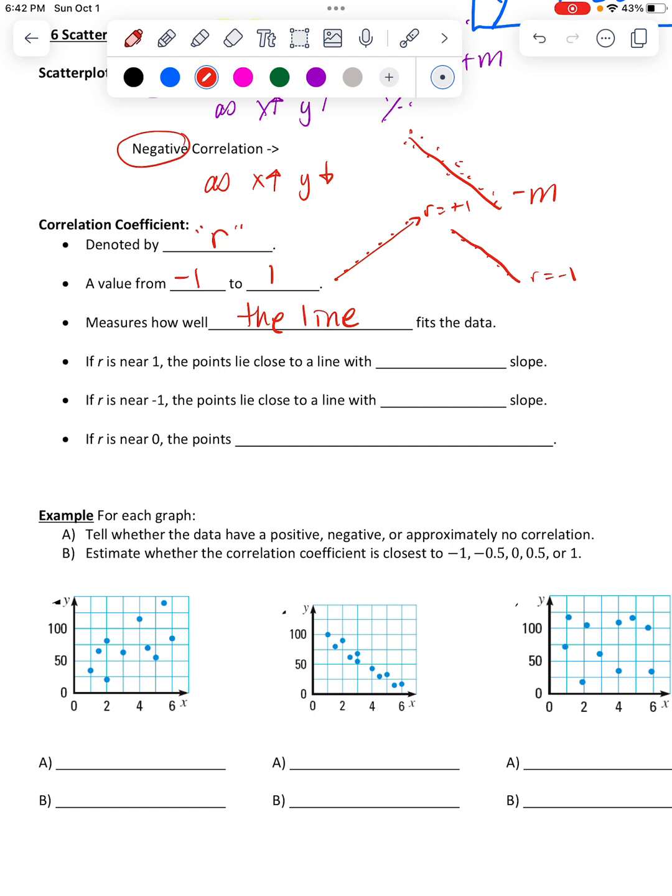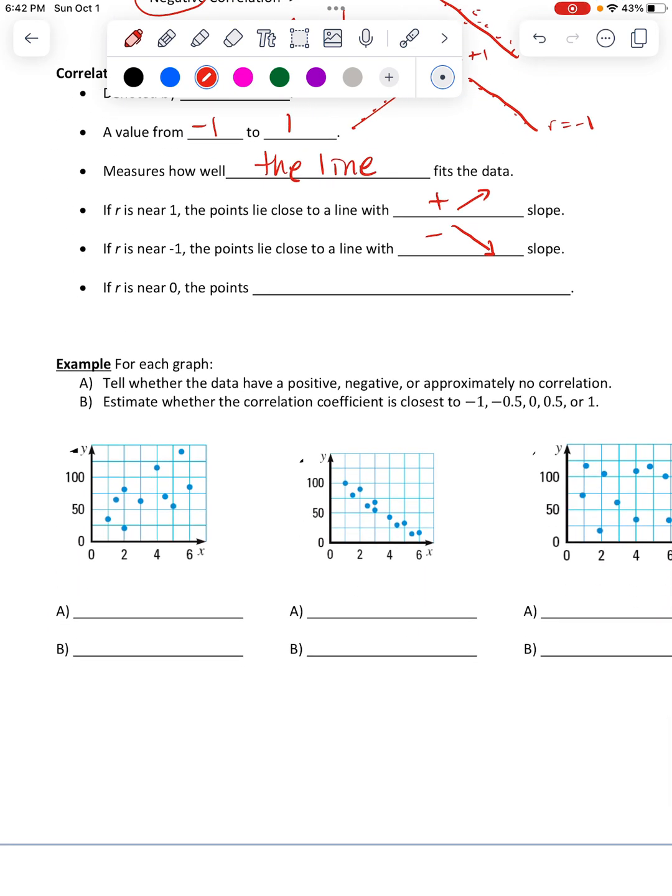So if R is near 1, the points lie close to the line with a positive slope, so it's going up. And if it's near -1, so like -0.8, -0.9, that means that the points are really close, but then it's coming down from left to right. So negative doesn't mean it's a bad correlation, it just means it's coming down from left to right. And if it's near 0, it basically means that the points are scattered, and they really can't be represented by a line going through that.